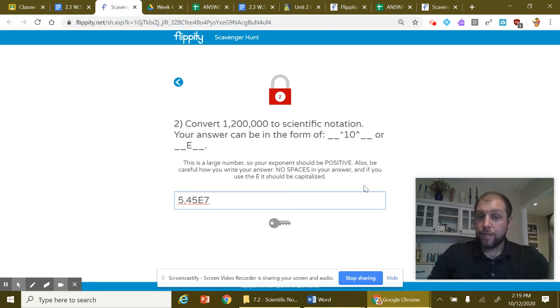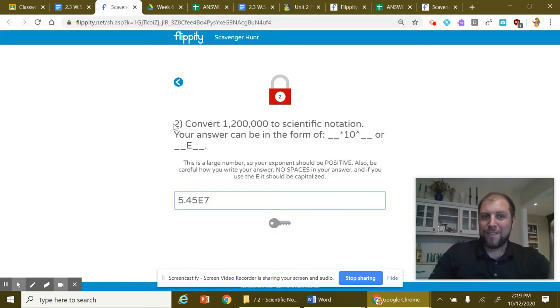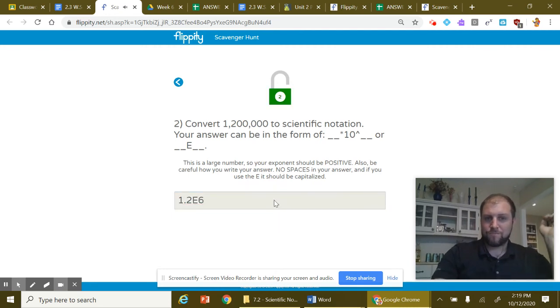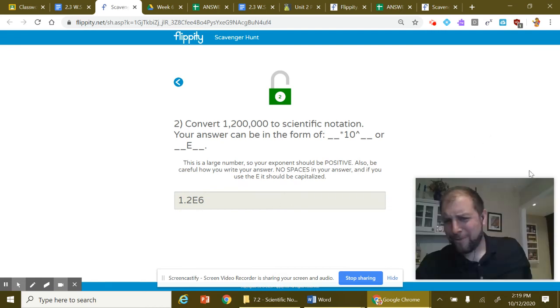The other way you can get bonus points on this homework is, oh, wait a second. I know what I did wrong here. I didn't make a mistake. I was solving number 3, not number 2. So once again, it pays to read. Okay, this is number 2. Convert 1.2 million. All right, so 1.2 times 10 to the 6th. I got to follow my own advice. You got to read the instructions, Mr. Gucci.